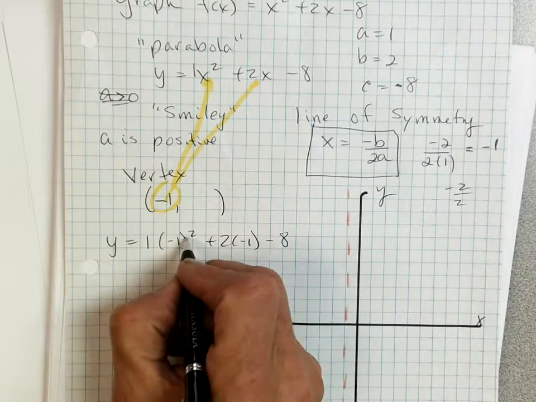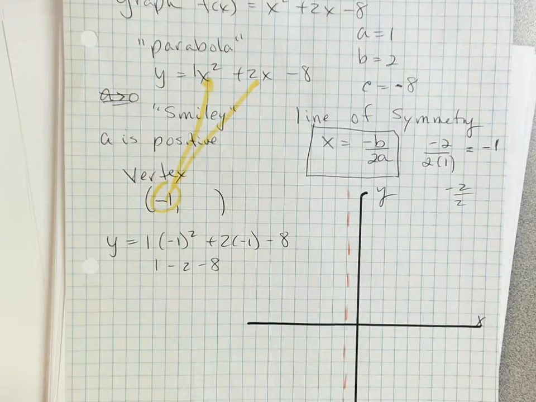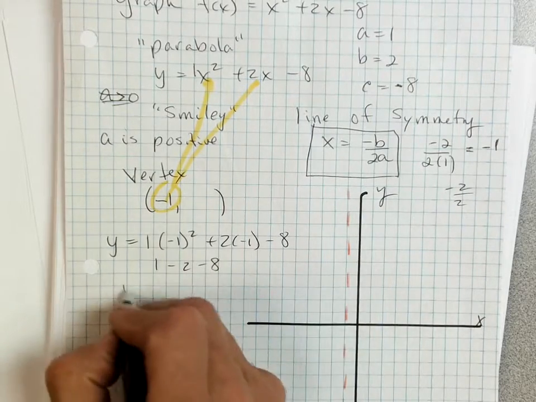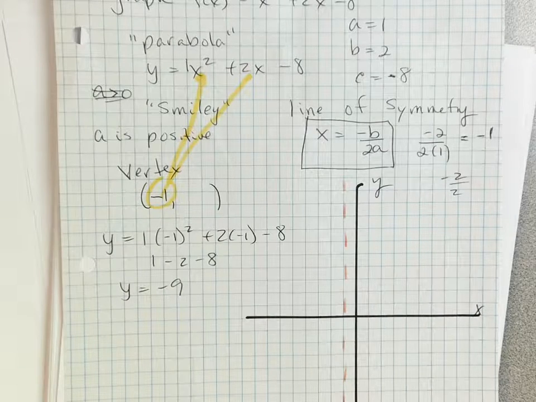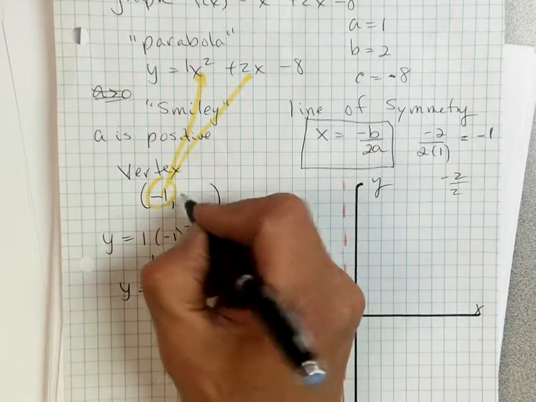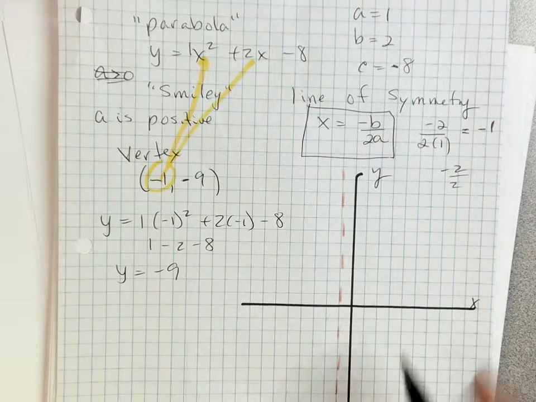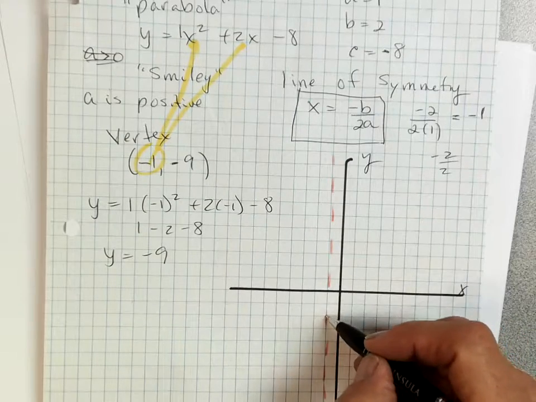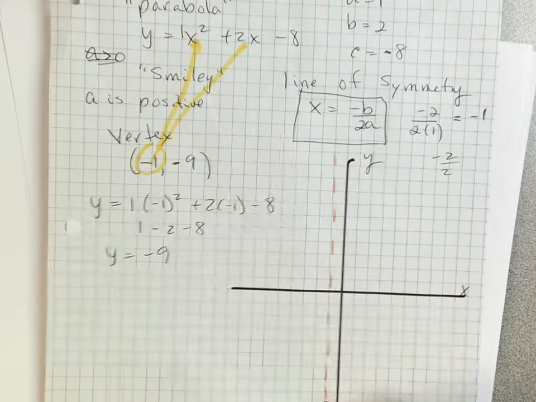So negative 1 squared is a positive 1, minus 2, minus 8, which makes negative 9. And if you don't believe me, you just got to trust me. It's a positive 1 because a negative squared is positive 1, minus 2, minus 8 is negative 9. So I actually have a point at negative 1, negative 9. So let's plot that point. Negative 1, then down 1, 2, 3, 4, 5, 6, 7, 8, 9. Right down there, okay? I got a point there.